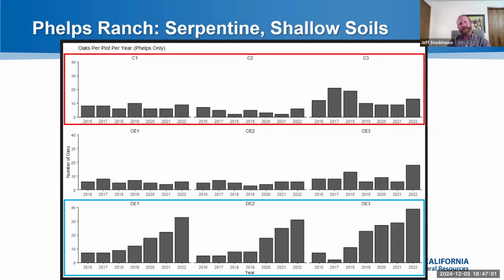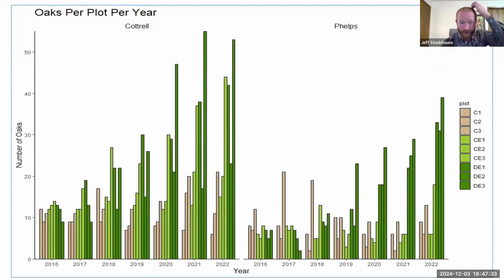But this is a north-facing slope on those shallow serpentine soils, and it's the same data set. So in red is the control groups. In between the red and the blue is the cow exclosure only. And then you can see the deer and cow exclosure on the bottom. So it makes you think that there's something going on. But again, this is only the number of oaks in each 20 square foot plot, so it's really just showing quantity.